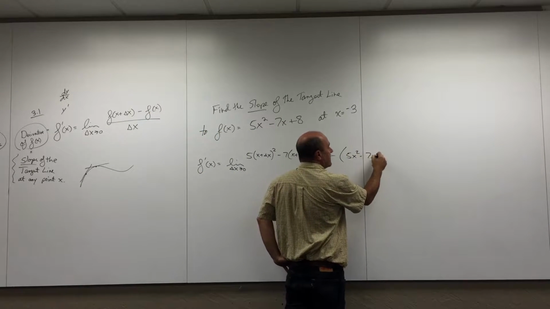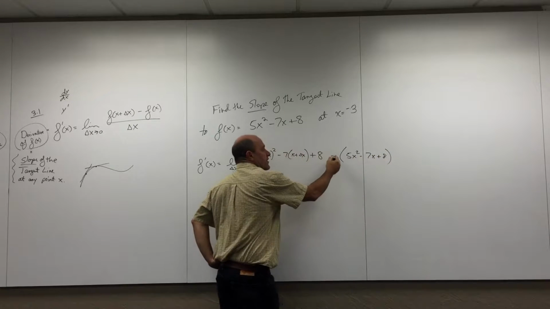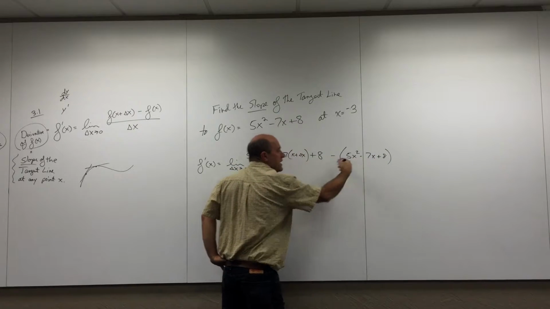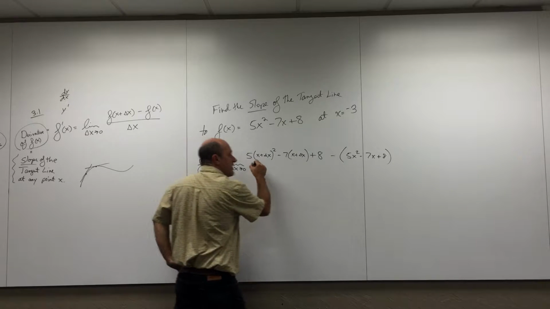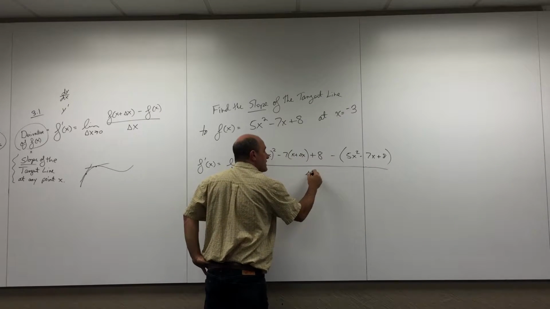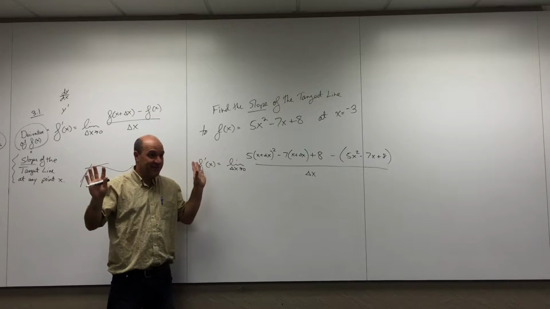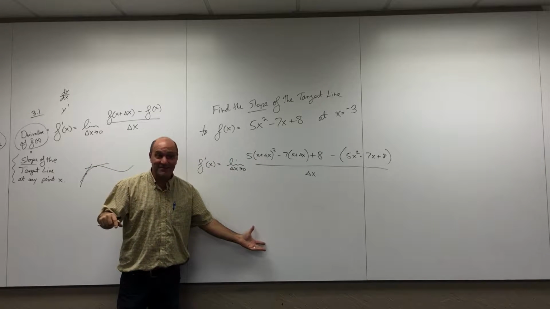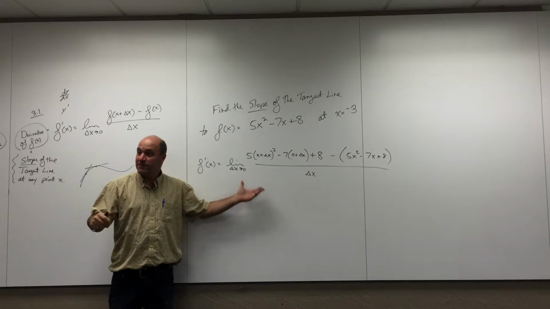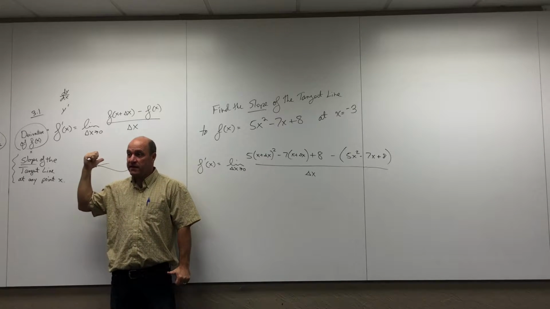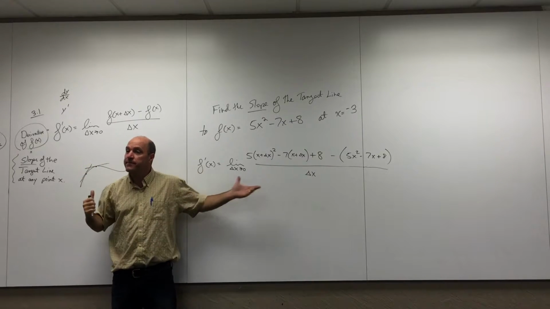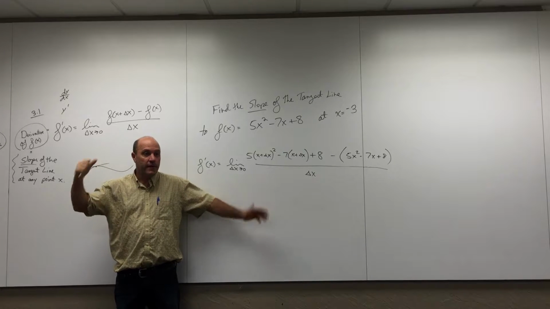When I subtract something, I put parentheses around it. I'm going to distribute that subtraction and subtract all those terms, and then it's all over delta x. So setting up this limit is the first part, and then doing it is the next part. Reading this and understanding how to set this up is kind of important.